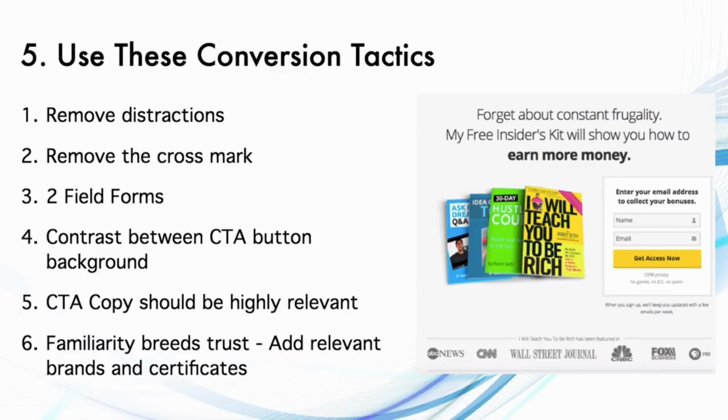The sixth one is familiarity breeds trust, so use relevant brands and certifications. On this particular image which you see on the screen, at the bottom there is ABC News, CNN, Wall Street Journal logos. So basically this person got covered in all these media channels. Once you see that this particular person has been covered in all these top popular media channels, the trust a user has for this person would be high.